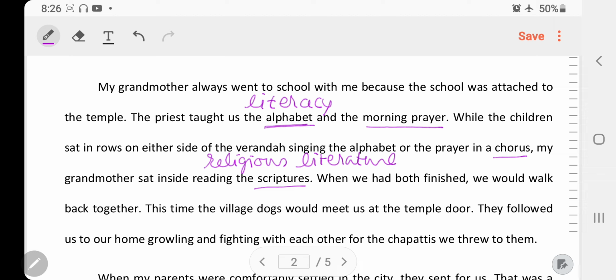They followed us to our home, growling and fighting with each other for the chapatis that we threw to them.